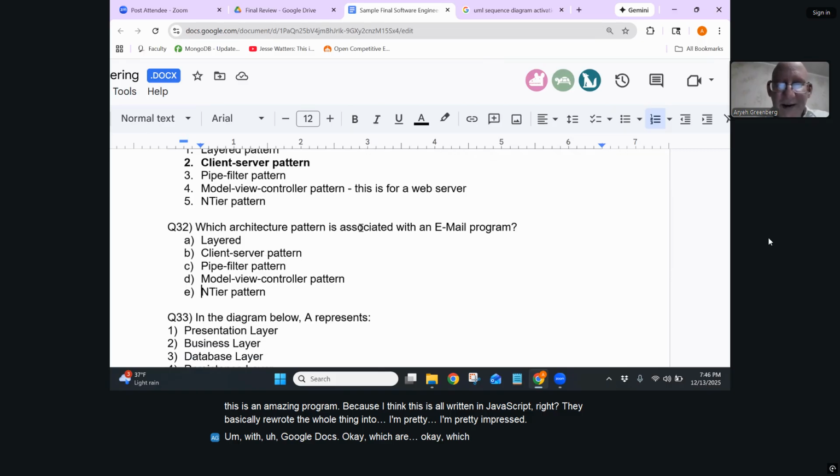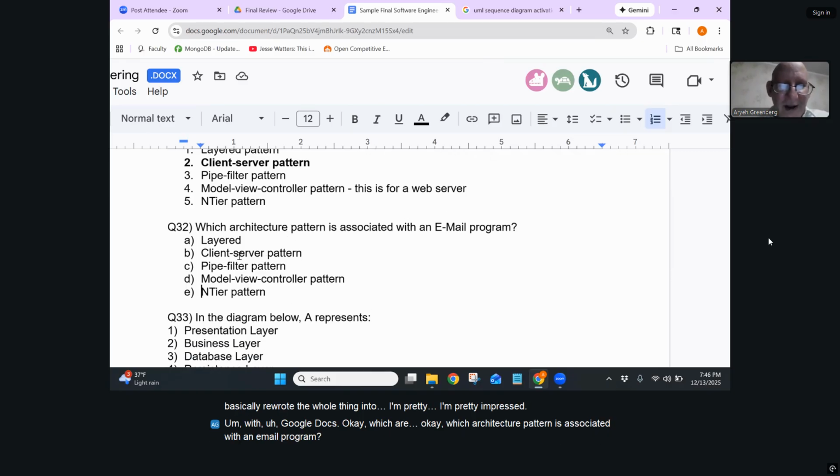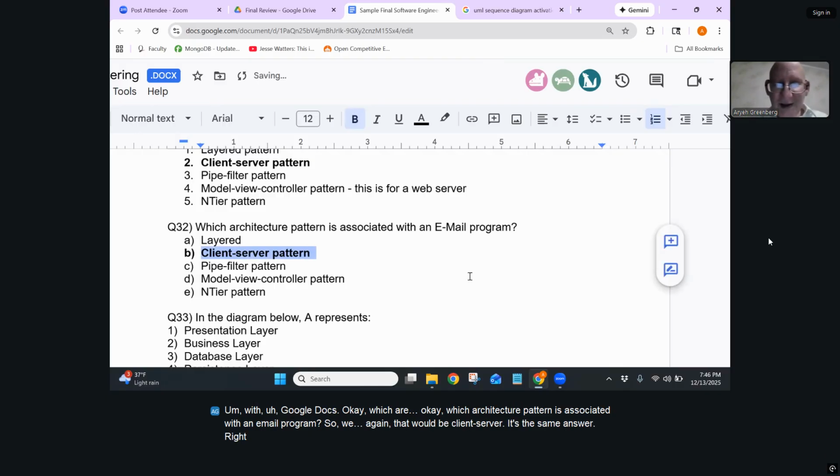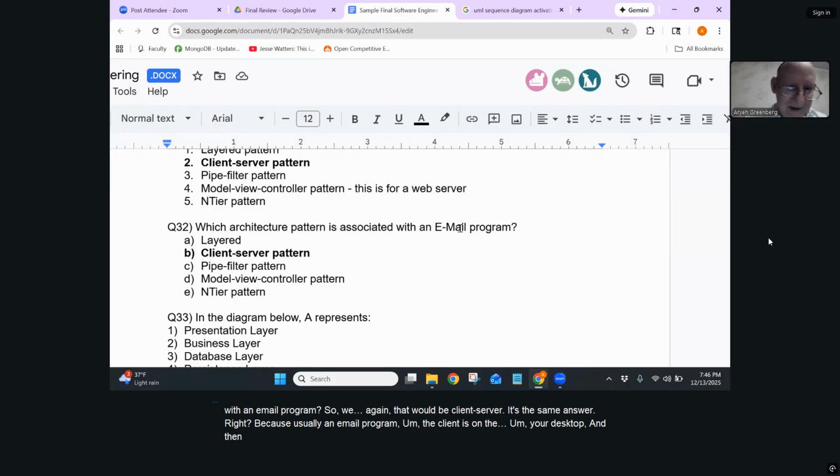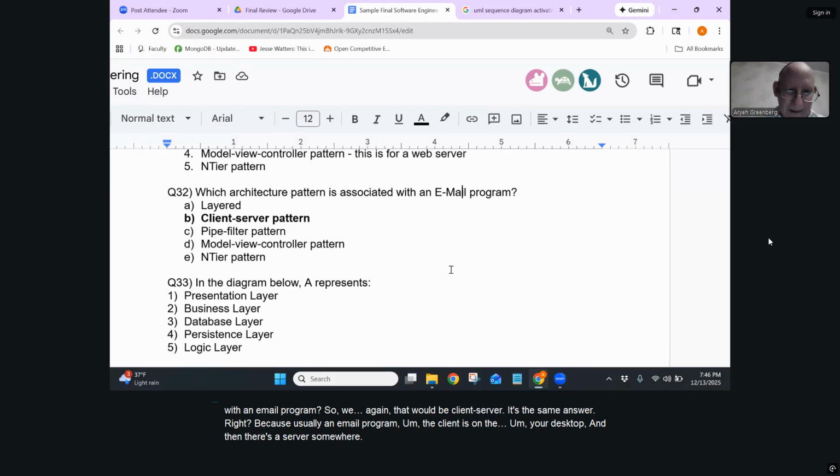Okay, which architecture pattern is associated with an email program? So again, that would be client server. It's the same answer, right? Because usually with an email program, the client is on your desktop, and then there's a server somewhere, right?